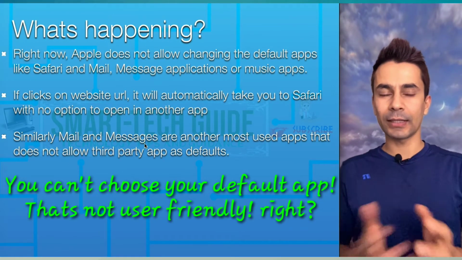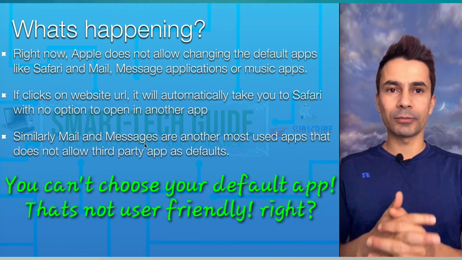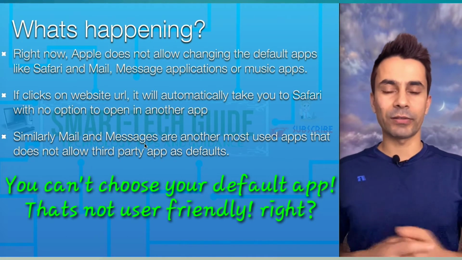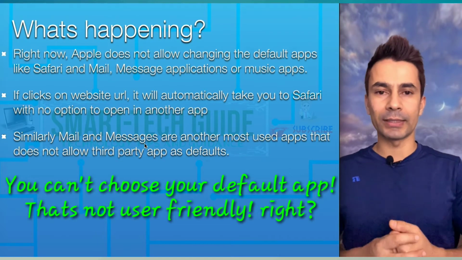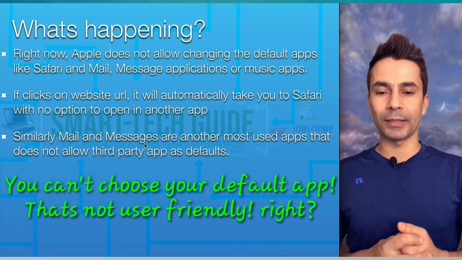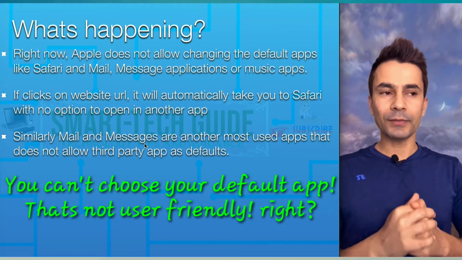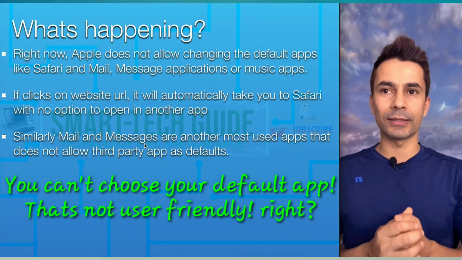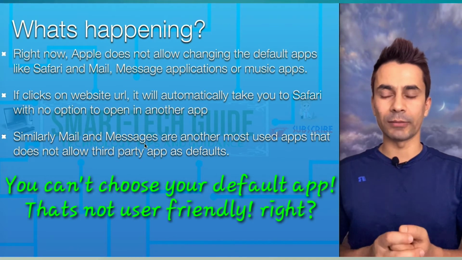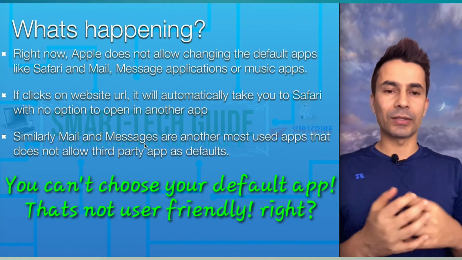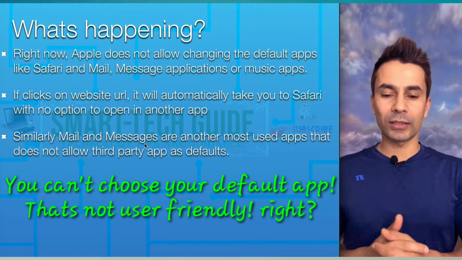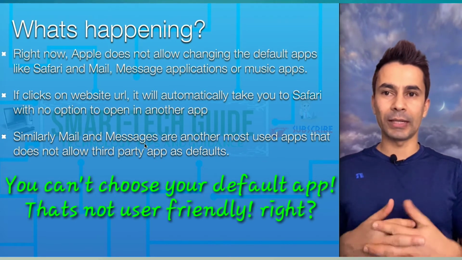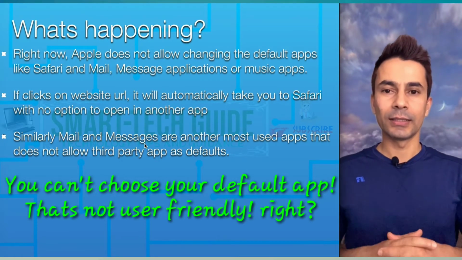Let's see what's happening right now on the device. Right now you won't be able to set Gmail or Chrome or Firefox as a primary application on iPhone or iPad devices. Also, if you want Spotify as your primary music app, you won't be able to do that. If you click on a website URL or an email, it will take you to the default mail application or default Safari browser.